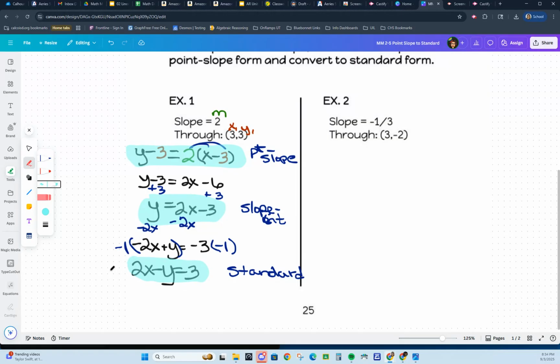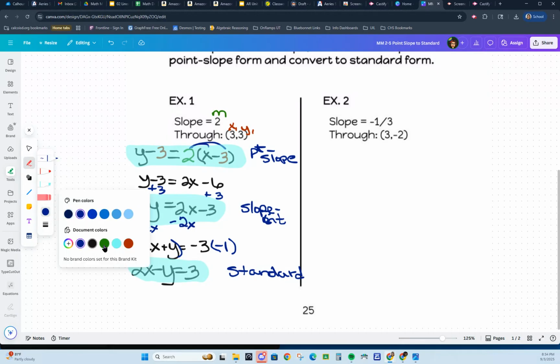So we're going to go through all three forms. On your assignment, you're going to be responsible for the point slope form and the standard form. Let's look at example 2. This time we have a slope of negative 1/3, and we have a point at 3, negative 2. So this is going to be our x1 and our y1.